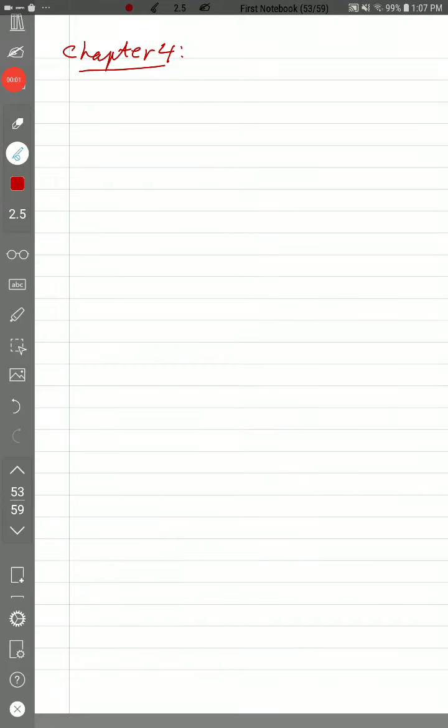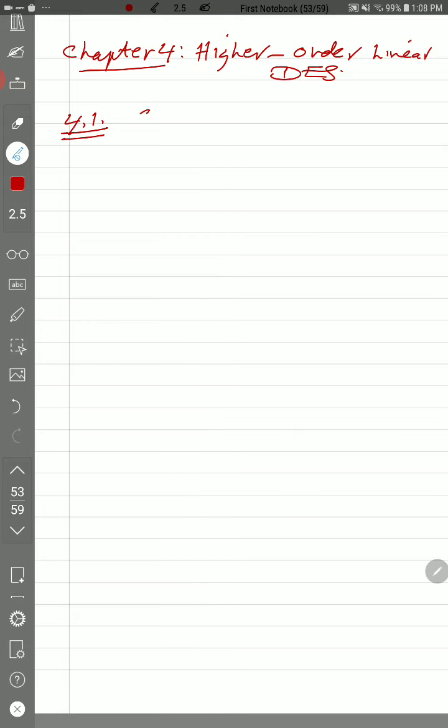Welcome back to differential equations. We shall start today with chapter 4, and we shall talk about higher order linear differential equations. We start with section 4.1, where we talk about some general properties.